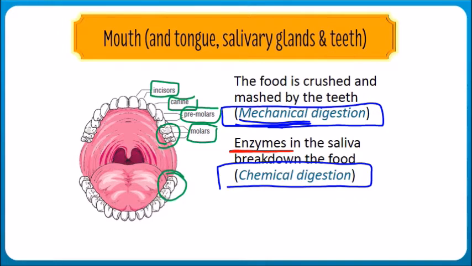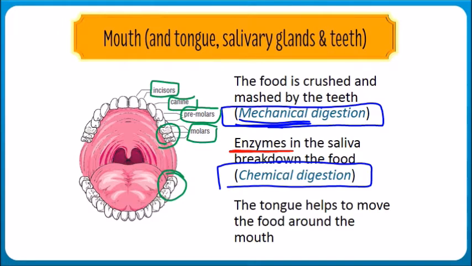As well as the teeth and the saliva in the mouth, we've got a tongue in there which just helps to move the food around the mouth, so that you can move the food to the teeth to get crushed, or to move the food to the back of the mouth in order to be swallowed.